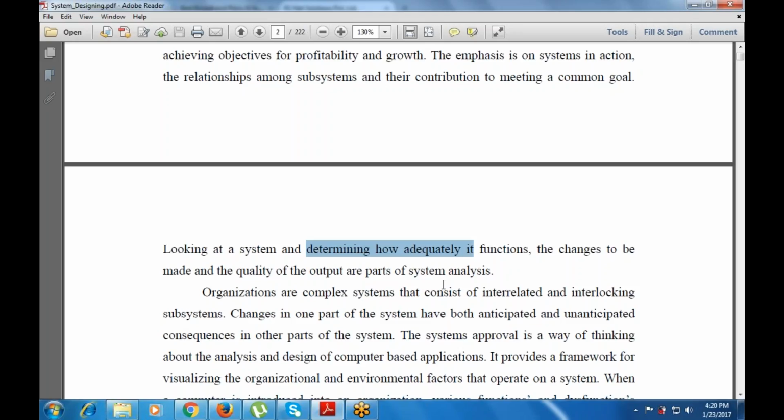The organization has a complex system that consists of interrelated and interlocking subsystems. So what are the various interrelated systems? Then what are the various interlocking systems that are locked with the subsystem? And whatever change in one part of the system is also considered a change of the other parts of the system.